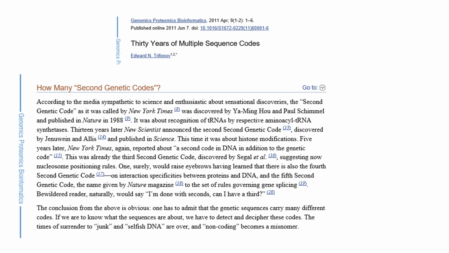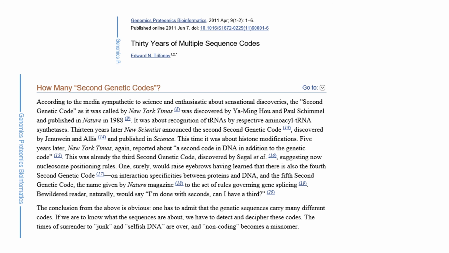But 13 years later, the journal New Scientist announced the second genetic code discovered by Jenuwein and Allis and published in the journal Science. And again, you see all the major discoveries, Nature, Science, etc. And this time it was about histone modifications. 5 years later, the New York Times again reported about, quote, a second code in DNA in addition to the genetic code, and that was the other New York Times paper I showed you. And this was already the third second genetic code discovered by Segal et al., suggesting the nucleosome positioning rules.